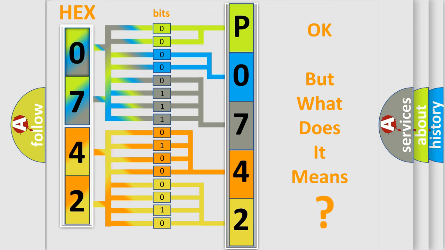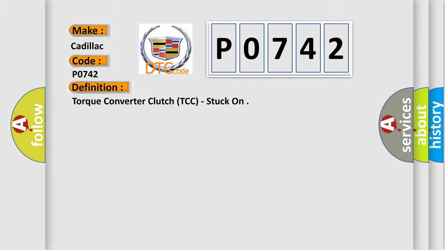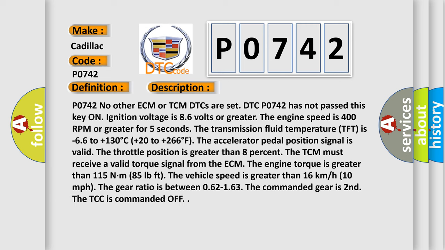The number itself does not make sense to us if we cannot assign information to what it actually expresses. So, what does the diagnostic trouble code P0742 specifically mean for Cadillac? The basic definition is torque converter clutch, TCC, stuck on. And now this is a short description of this DTC code.